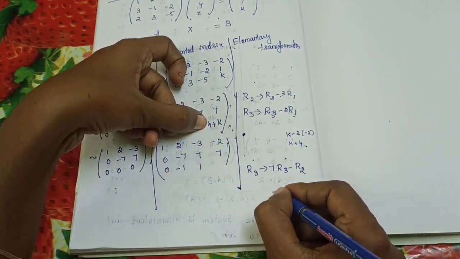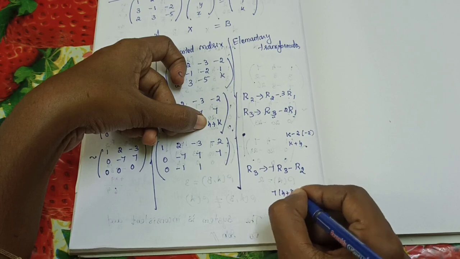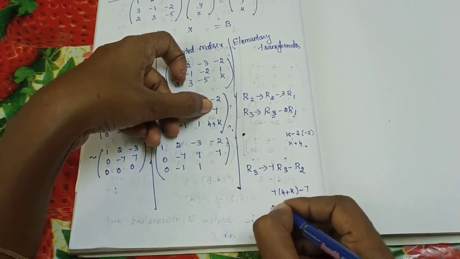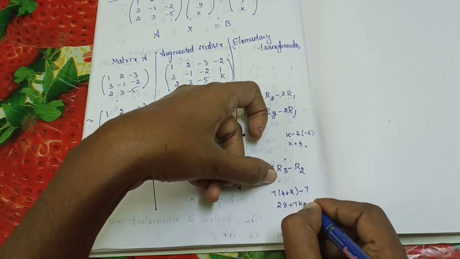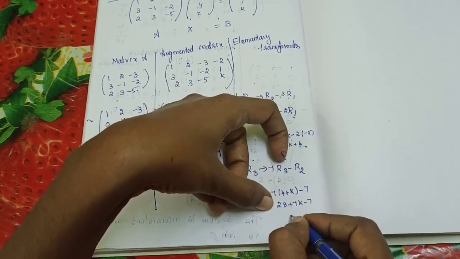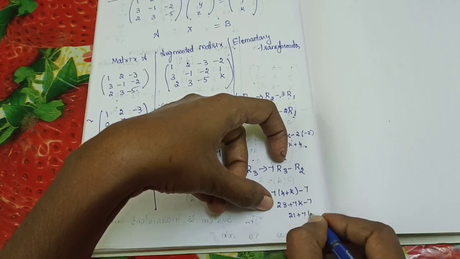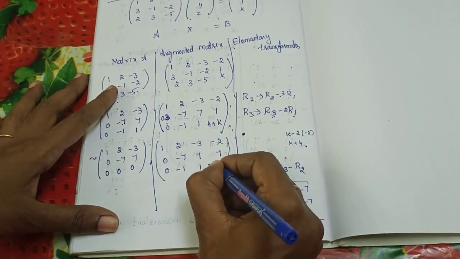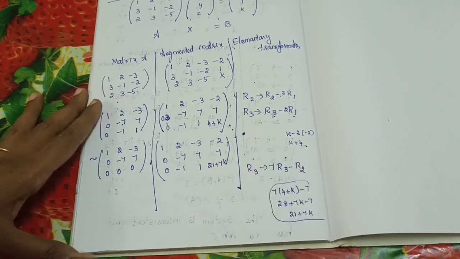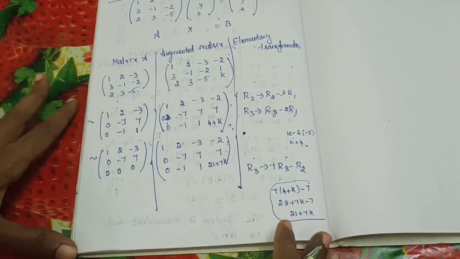7 into R3 means 7 into 4 plus K minus R2, 7. So 7 into 4 means 28, 28 plus 7K minus 7. So 28 minus 7 means 21 plus 7K. Do it separately and write it, otherwise you will confuse. So 21 plus 7K. Understand? So remaining everything same. Understand?